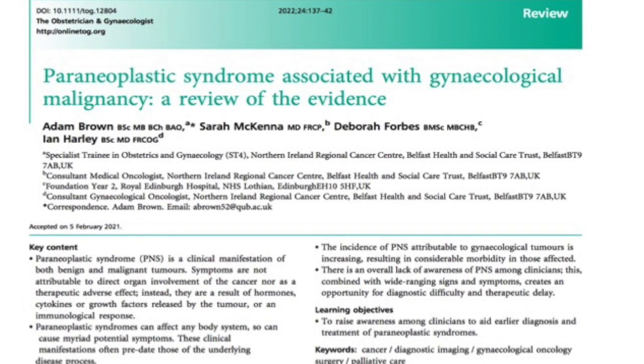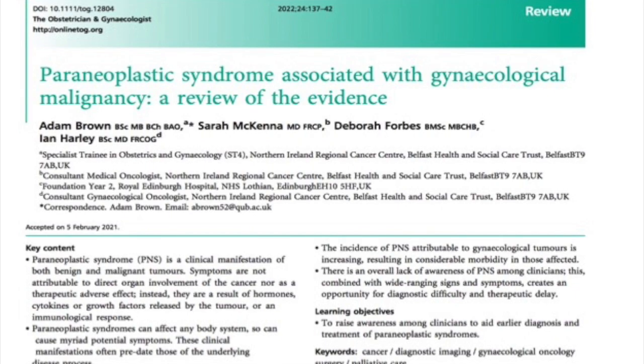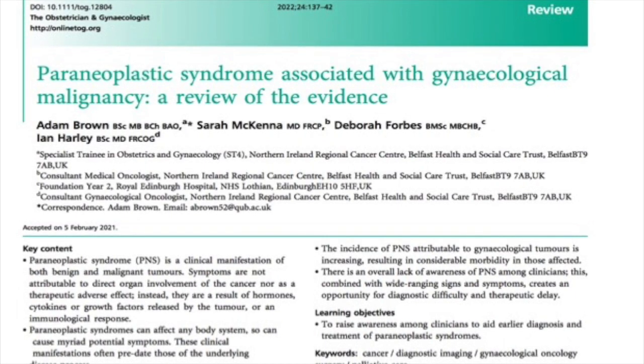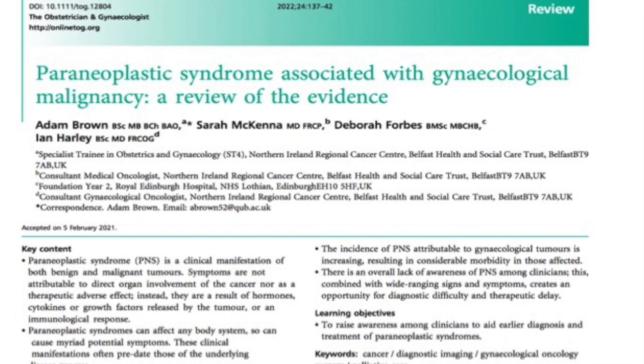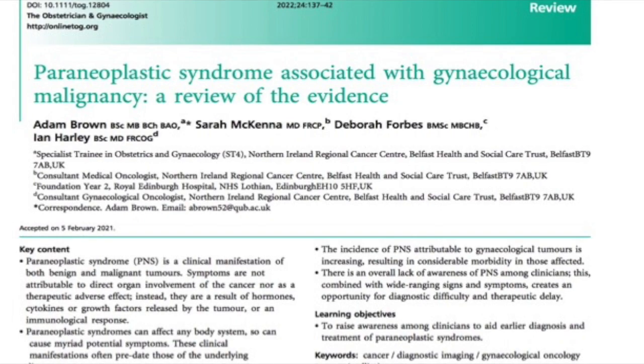There is an overall lack of awareness of PNS among clinicians. This, combined with the wide-ranging symptoms, creates an opportunity for diagnostic difficulty and therapeutic delay. Learning objectives: to raise awareness among clinicians, to aid earlier diagnosis and treatment of paraneoplastic syndromes.